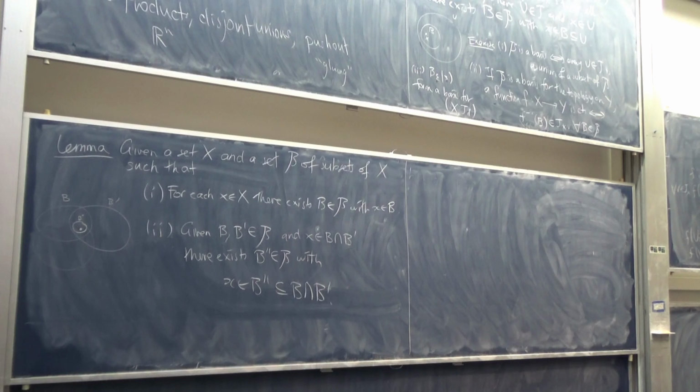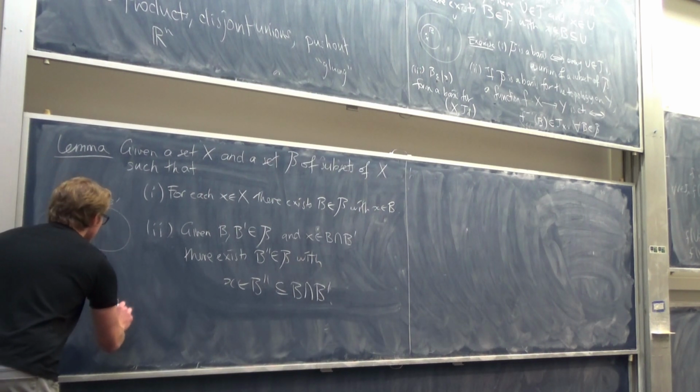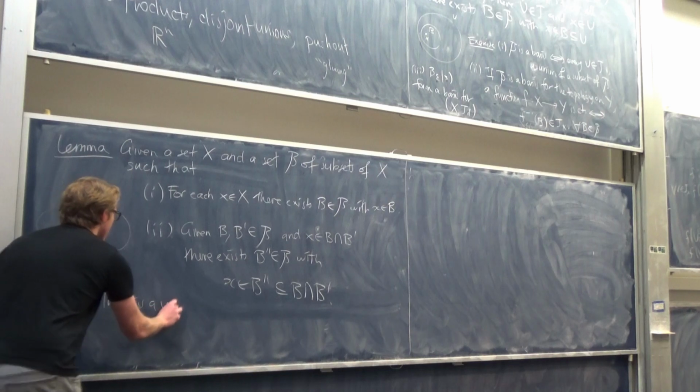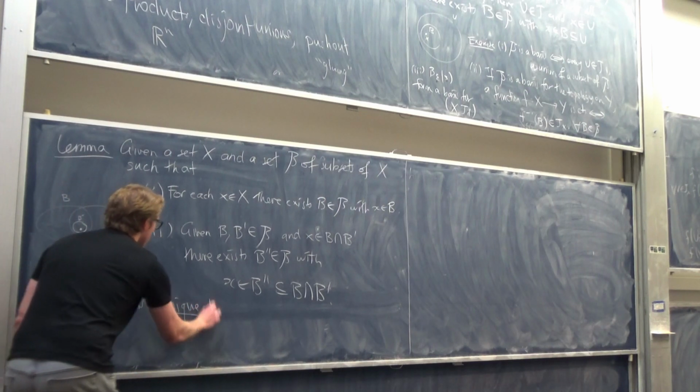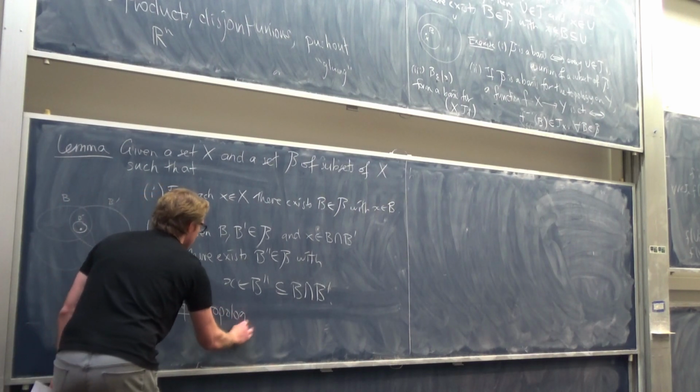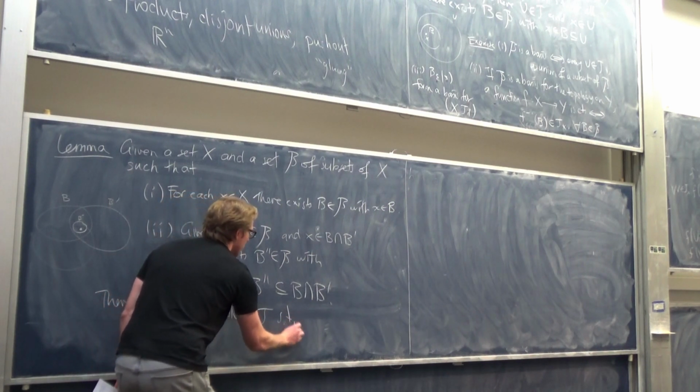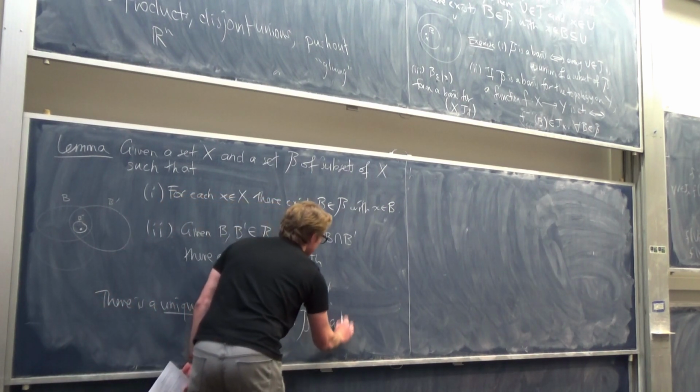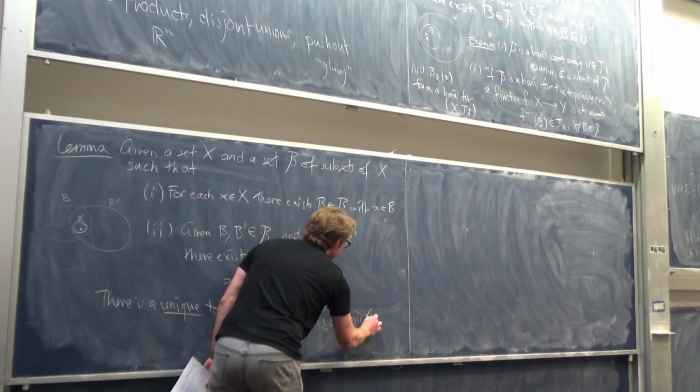So if it were a basis, it must satisfy 1 and 2, and now I claim that that is also sufficient. So given a set X and a set B of subsets satisfying 1 and 2, there is a unique topology T such that B is a basis for T.